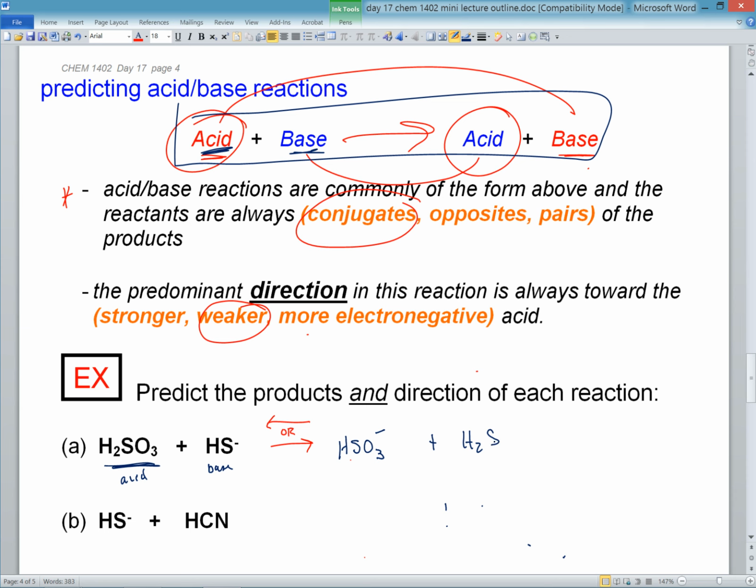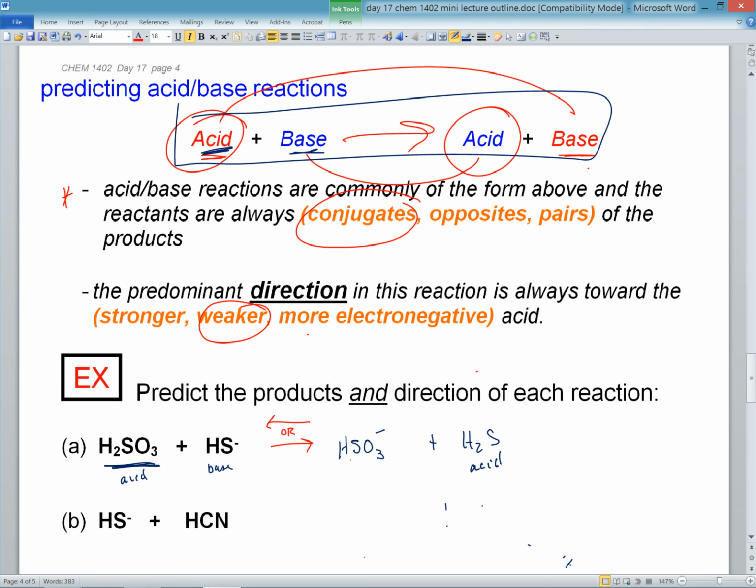Okay, so where are my two acids I'm supposed to be comparing here? James, where are my two acids I'm supposed to be comparing the strengths of? H2SO3 and H2S, right? Because this was the base, so that means it must be a conjugate acid. The other way you could tell is you can just look at them. H2S is fully protonated.